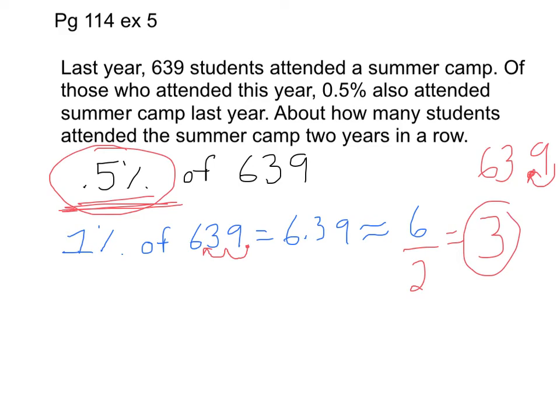So what we did, just to recap, we needed to know how much 0.5% of 639 students was, right? We took that 5% and we changed it to 1%, and then found half of that. Okay, so 1% of 639 is approximately 6. So we took half of that, because we want 0.5%, and we had 3 students attended summer camp 2 years in a row.